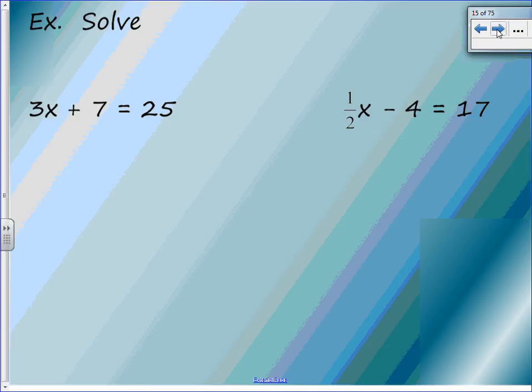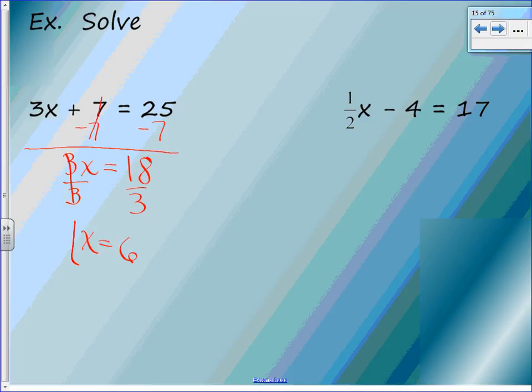So we have a +7, so we want to subtract 7. And then we'll divide by 3 to isolate our x. And since this is a whole number, we will divide. Notice I'm showing my work vertically. I'm not putting the -7 on the same line as the original equation.